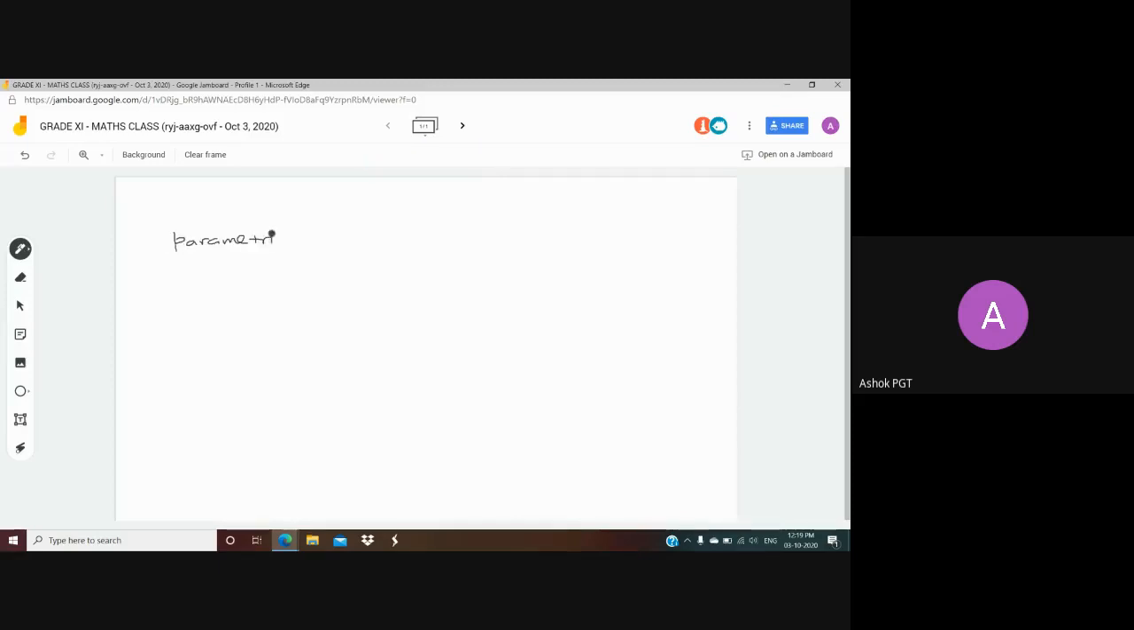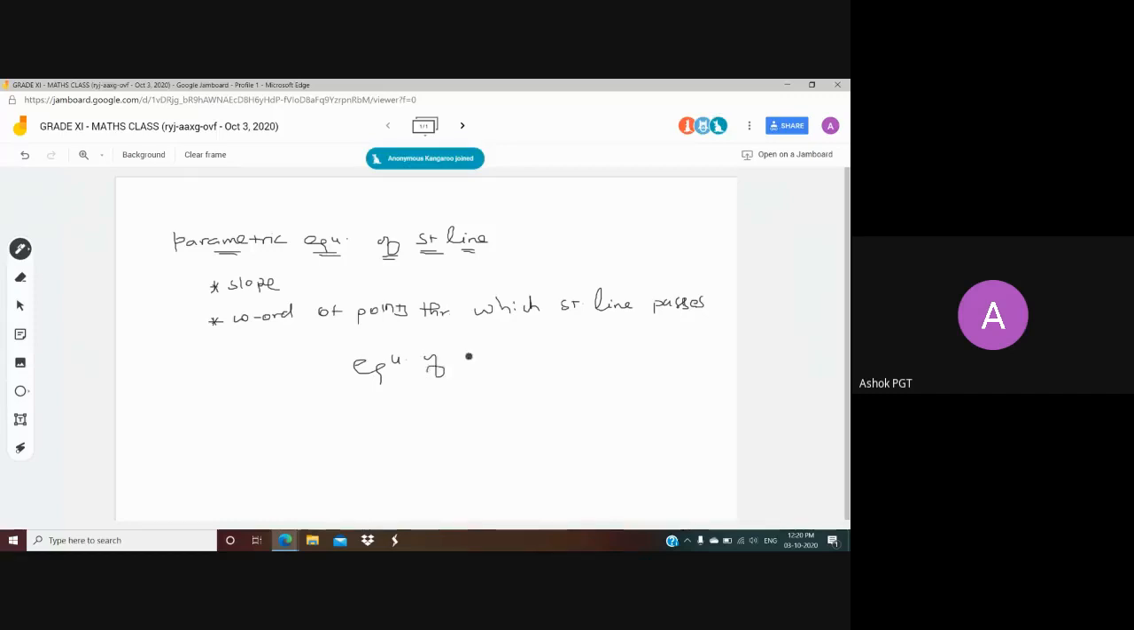Parametric equation of straight line. Till now, some data related to the straight line will be given. For example, they will give you the slope or the coordinates of points through which the straight line passes, right? Based on the given parameter, we will write the equation of the straight line. Right or wrong, students? Students, please reply.